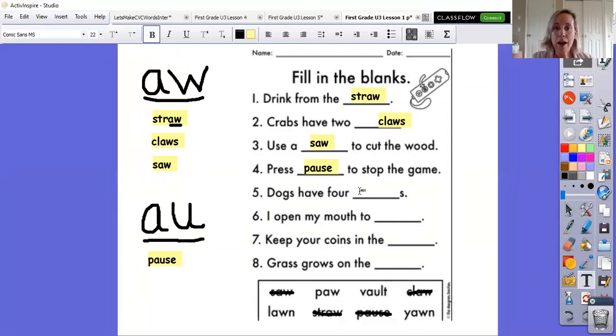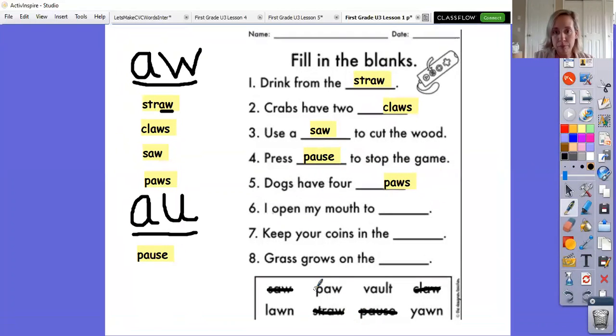So dogs have 4 paws. There we go. P-A-W, if you're talking about paws, like on a dog. So let's put it under the A-W. Okay. Let's cross off that one. All right, 3 more to go.